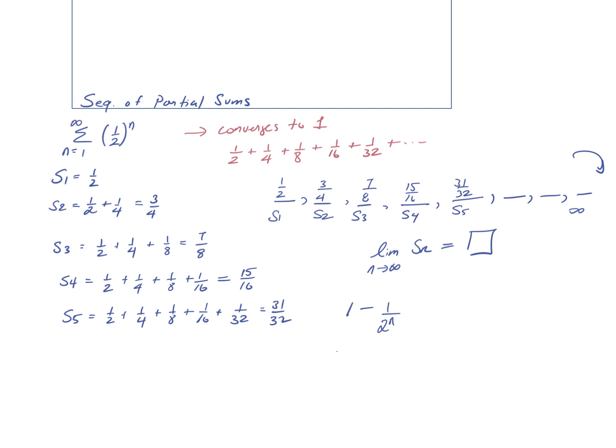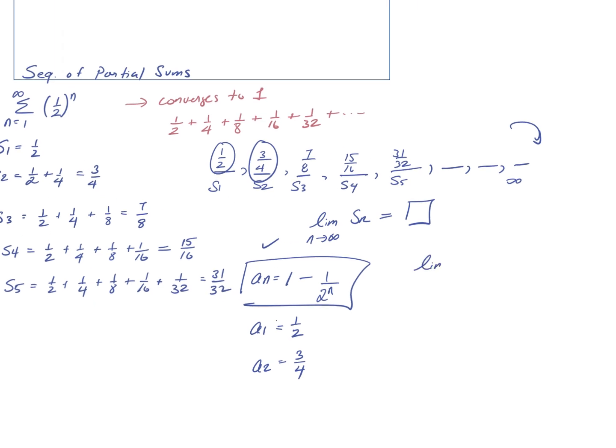So this is my new a sub n. This a sub n represents the sum of each term. So a sub 1 is going to be 1/2, which is what this is. A sub 2 is going to be 3/4, which is what this is. All I did was create a new sequence with the new a sub n. So if I want to find what this converges to, we just do the limit as n goes to infinity of 1 minus 1 over 2 to the nth power. Plug in, this goes to 0, and I get 1.